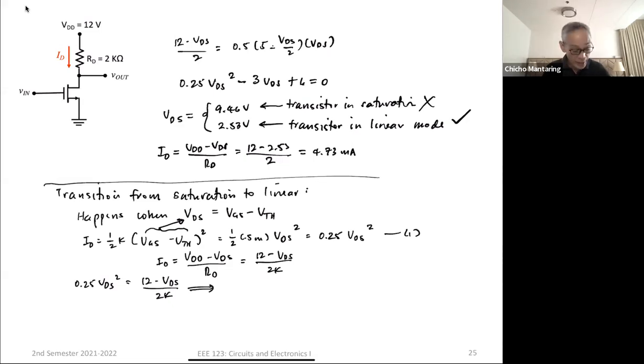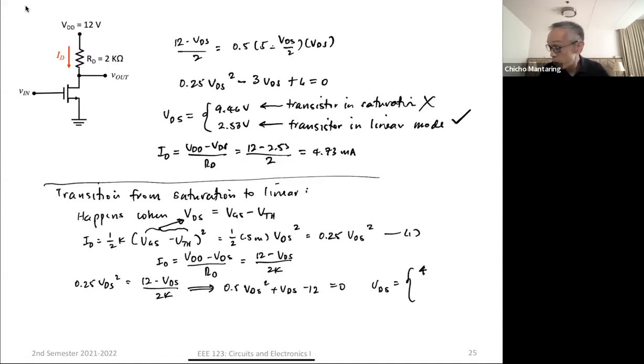So this ends up being a quadratic equation. Okay, so this is now 0.5 VDS squared plus VDS minus 12 is equal to 0. If you solve for VDS using your polynomial calculations in your calculator, you're going to get two values.